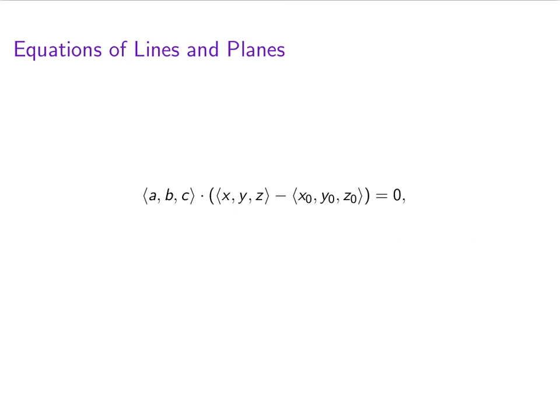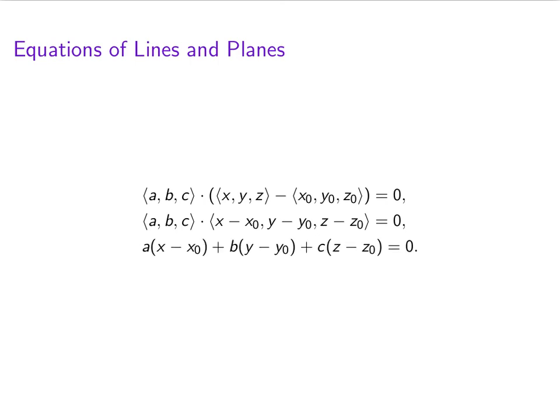So n dotted with r minus r0 is equal to 0. Do the vector subtraction, we get ⟨x minus x0, y minus y0, z minus z0⟩, and that gets dotted with ⟨a, b, c⟩. And then if we perform the dot product, then we get a times x minus x0 plus b times y minus y0 plus c times z minus z0 equals 0.